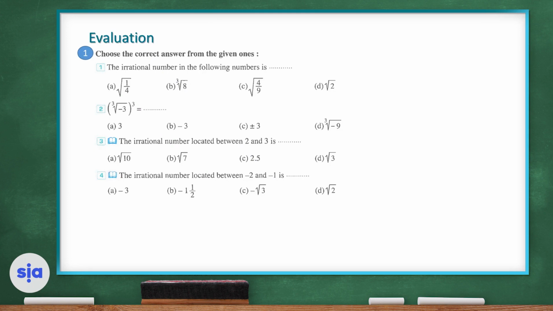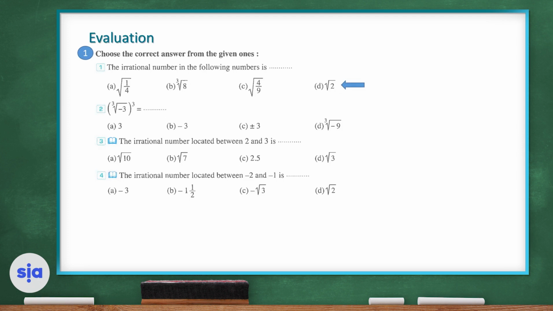Which of the following is an irrational number? So we need to simplify every one of the choices and check which one is an irrational number. Square root of 1 over 4 is? Yes, it's half. Cubic root of 8 is? It's 2, which is rational. Square root of 4 over 9 is 2 over 3, which is also rational. The square root of 2 is the irrational number that we have here. So the right answer of question 1 is choice D.